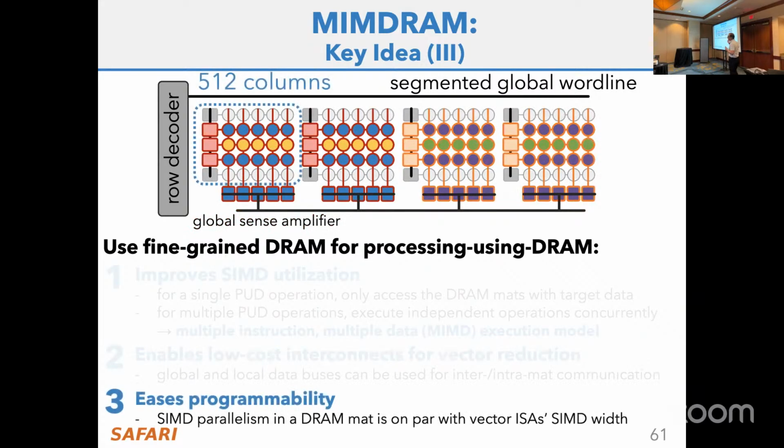And this eases programmability because now your vector width, if you will, is 512 or smaller, depending on your mat size, which is really on par with the target SIMD width of many compilers and many ISAs. And I think this is one of the key contributions. And I believe there needs to be more work to exploit this sort of substrate. But this requires, as you can see, changes to the DRAM hardware and also changes to the software stack.